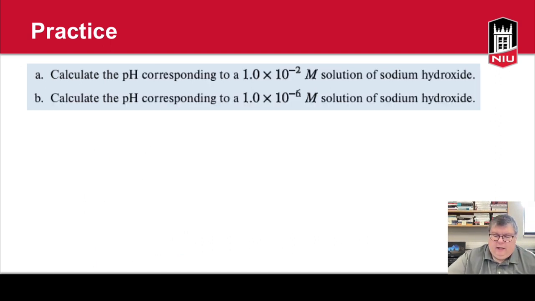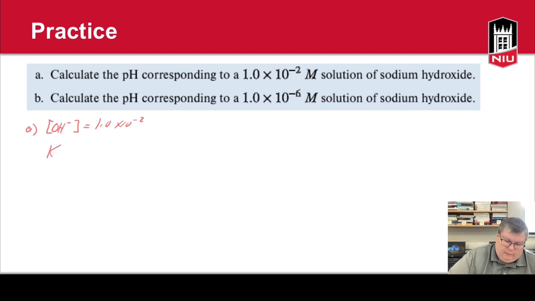Let's calculate the pH corresponding to a 1.0 times 10 to the minus 2 molar solution of sodium hydroxide, and one corresponding to a 1.0 times 10 to the minus 6 molar solution of sodium hydroxide. So there's a couple of ways we can attack this. We can say, okay, I know the concentration of hydroxide ions in A equals 1.0 times 10 to the minus 2.